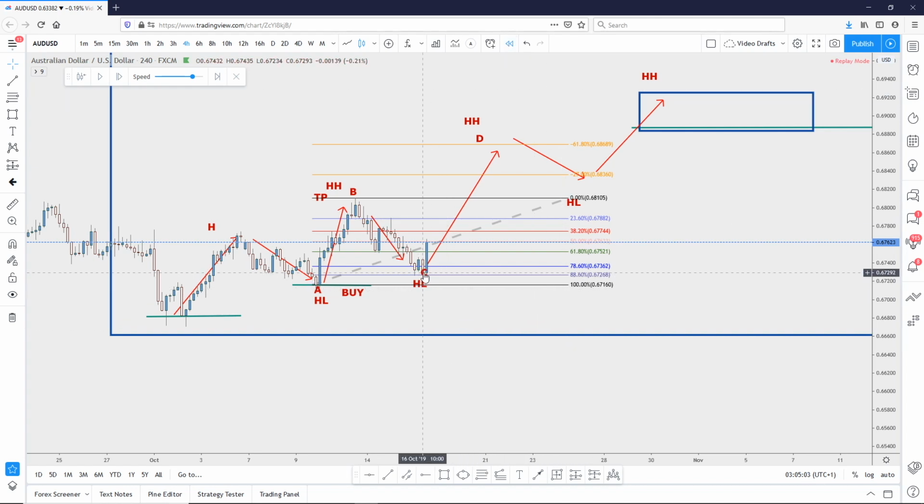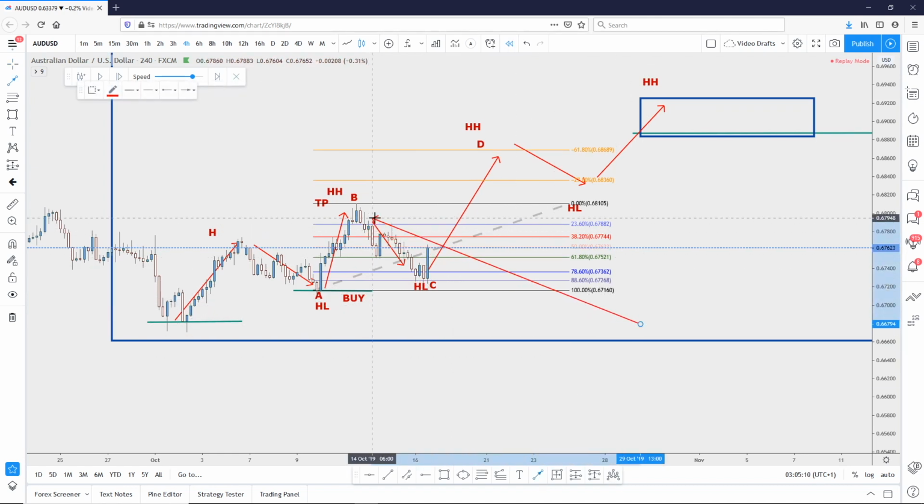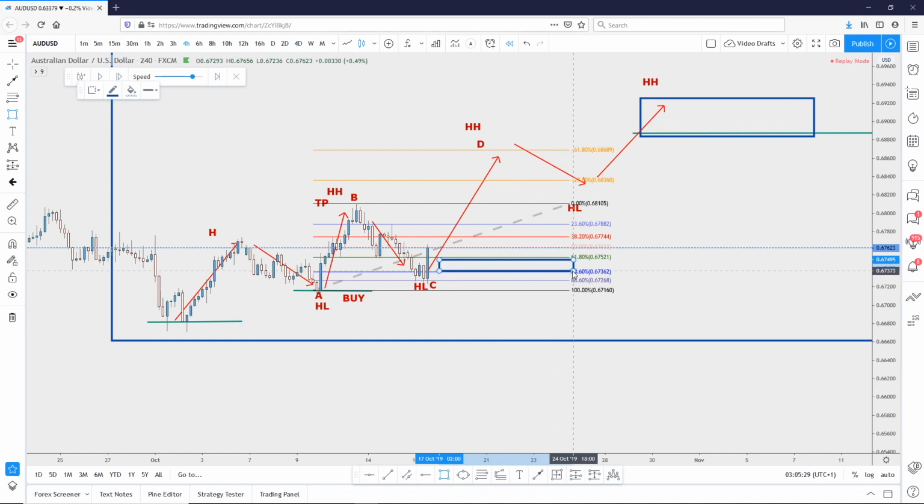Okay, so we're at point C. It's the next higher low. We see that price came down. It's retracing, and it retraced to 78.6, and it's floating in the sweet spot, like I referred to before, right between 61.8 and, let me see here, 78.6. So that's our sweet spot. But I'm going to remove that for now.